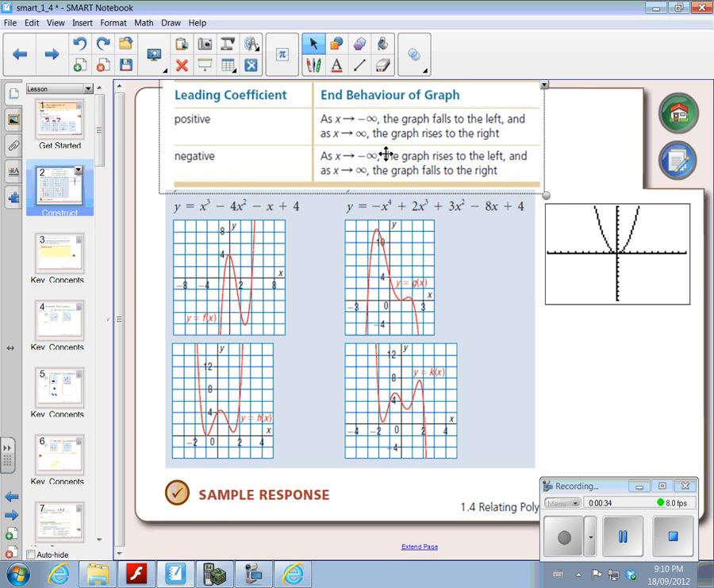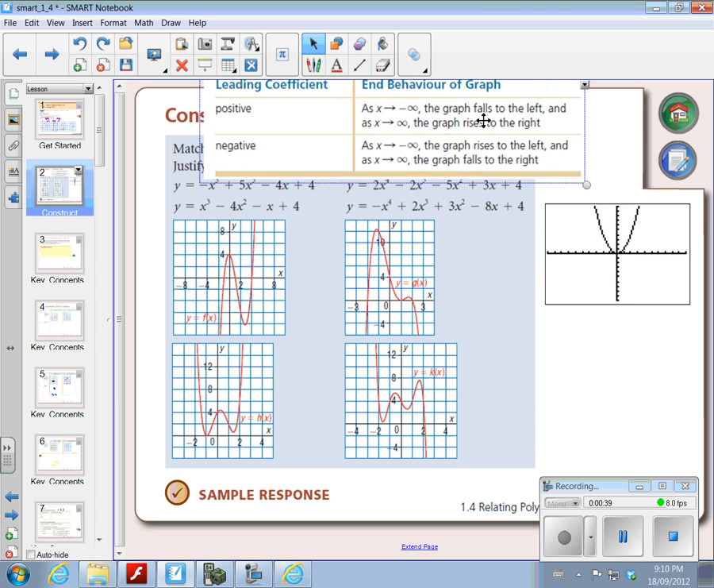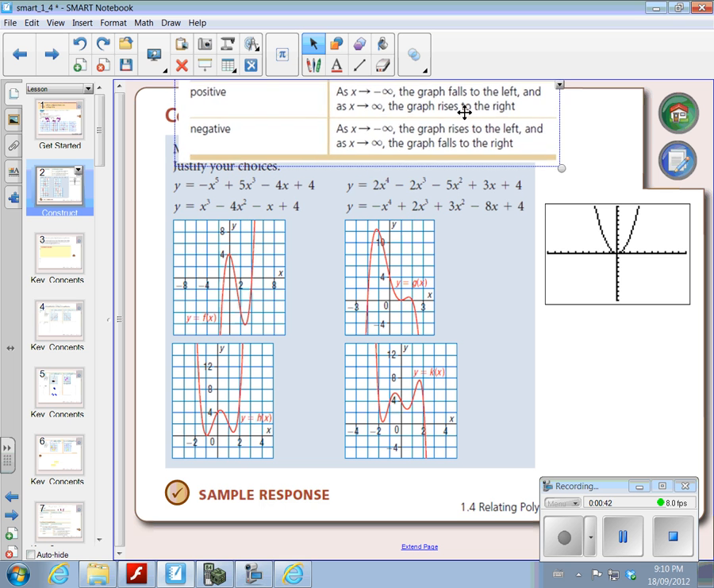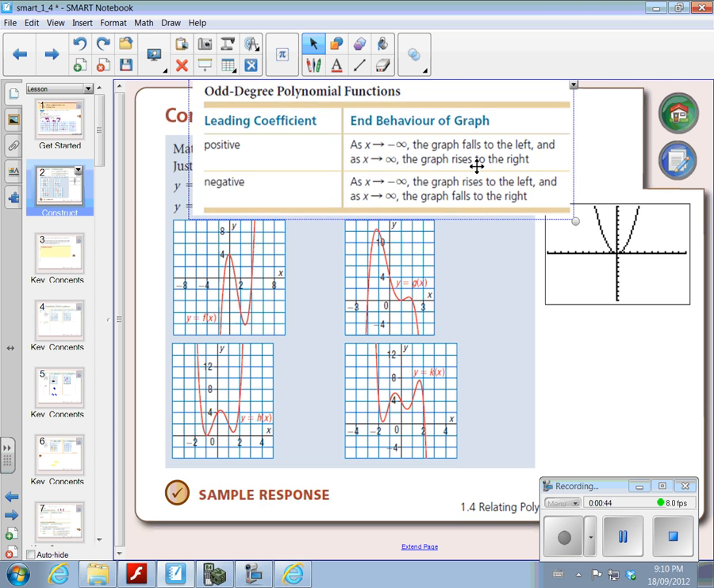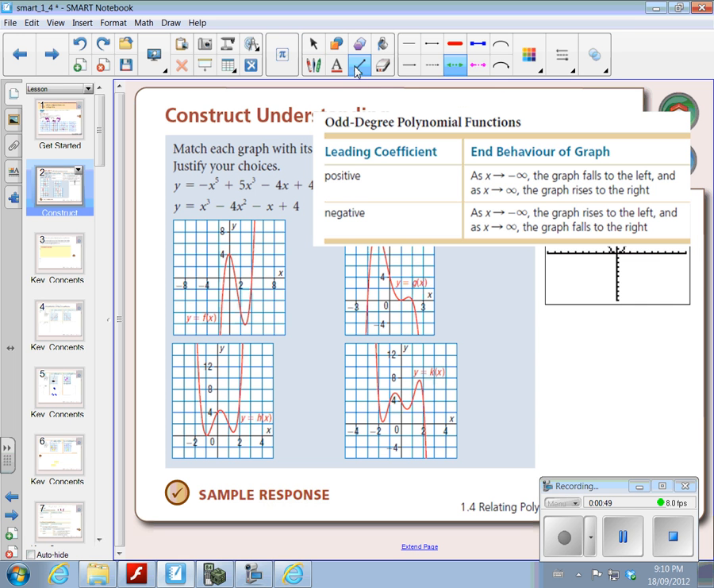I'm going to go back to this page, the beginning of the lesson where we did the construct for understanding. So notice, this first one here is an odd degree. So let me draw an arrow here. I'm doing this from my computer at home, so that's why it's not so easy. So here's a positive lead coefficient right here. The lead coefficient is positive. It's an odd degree because it's an exponent of 3. That's an odd number. And the end behavior of the graph.